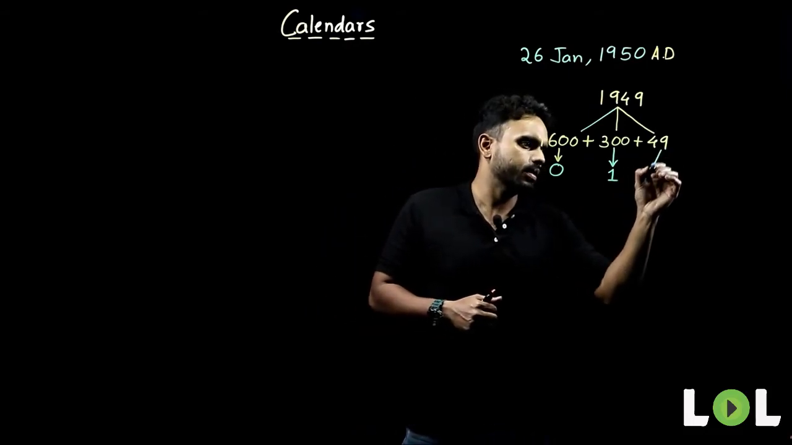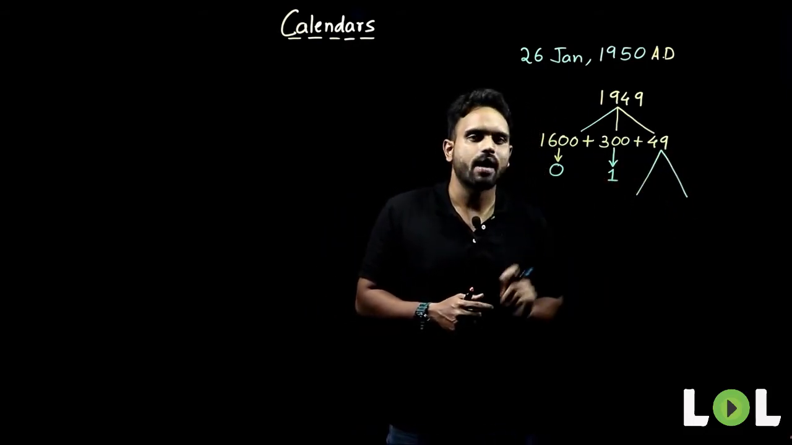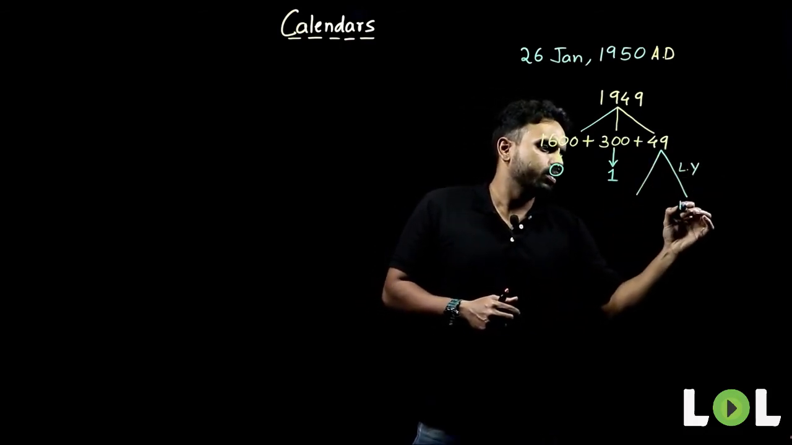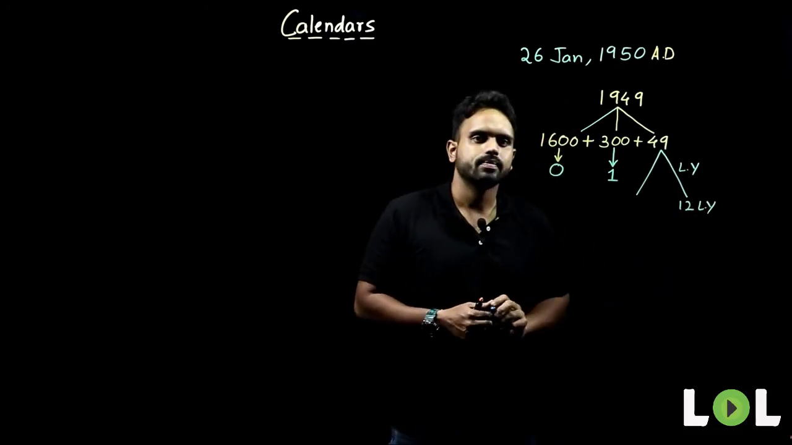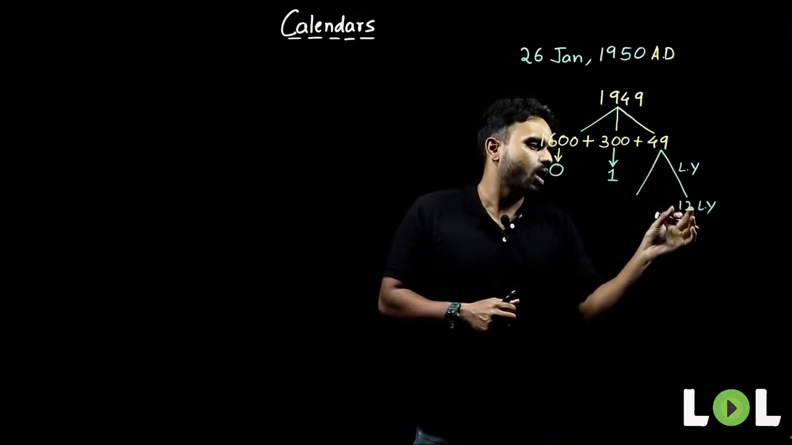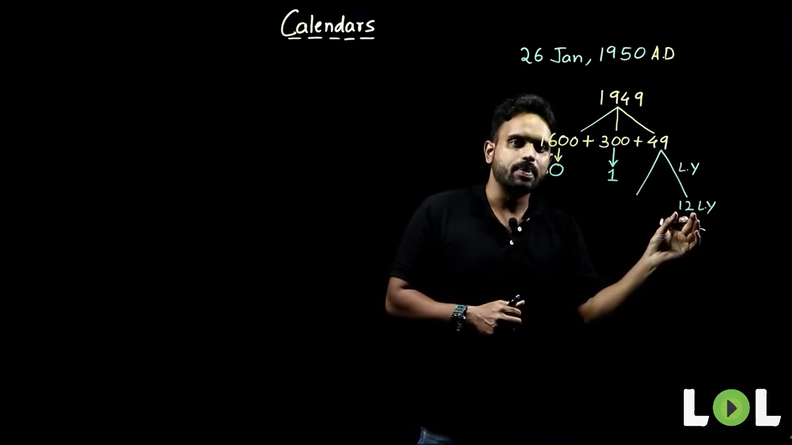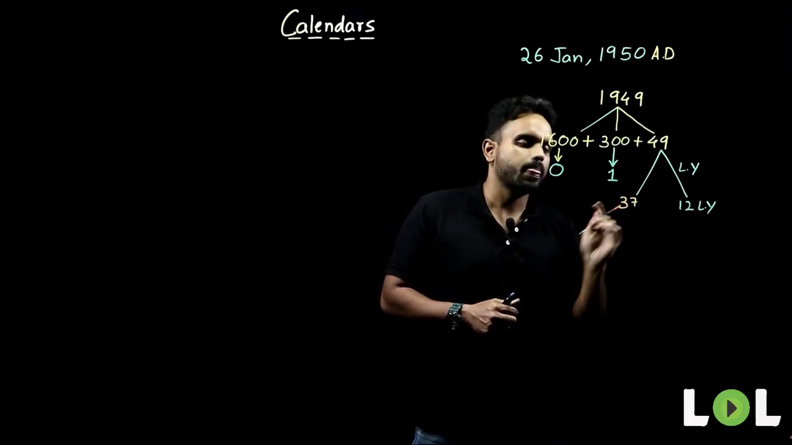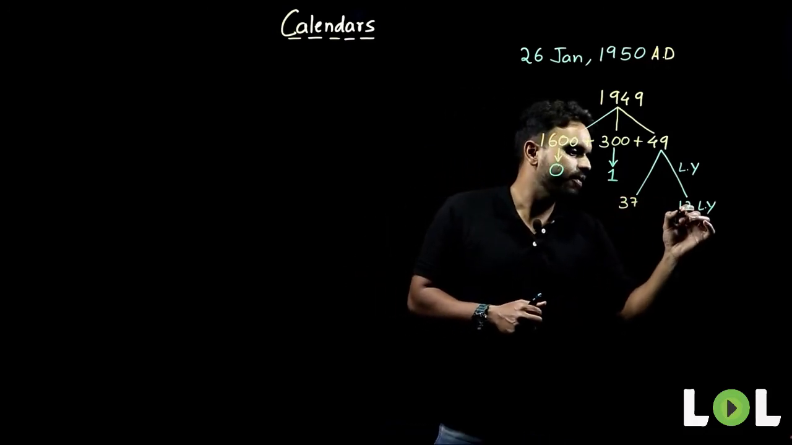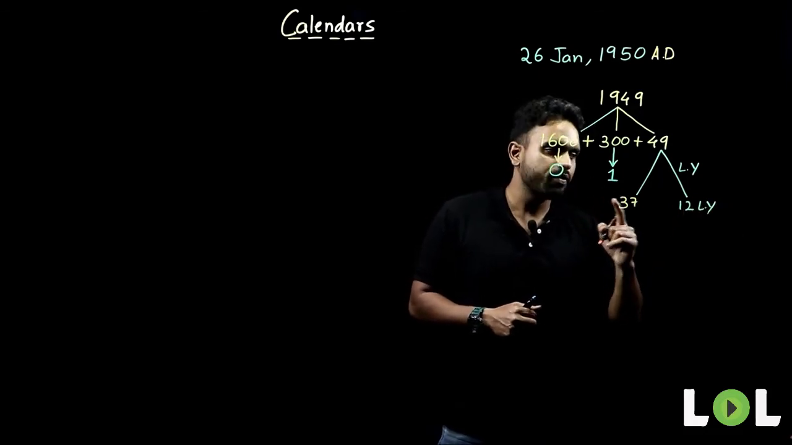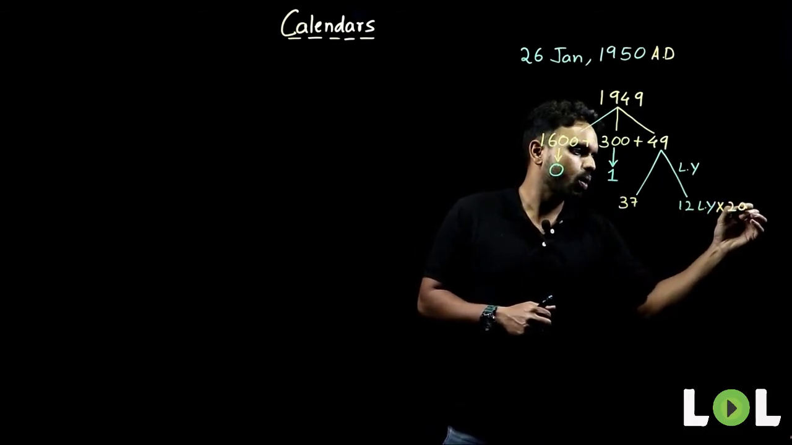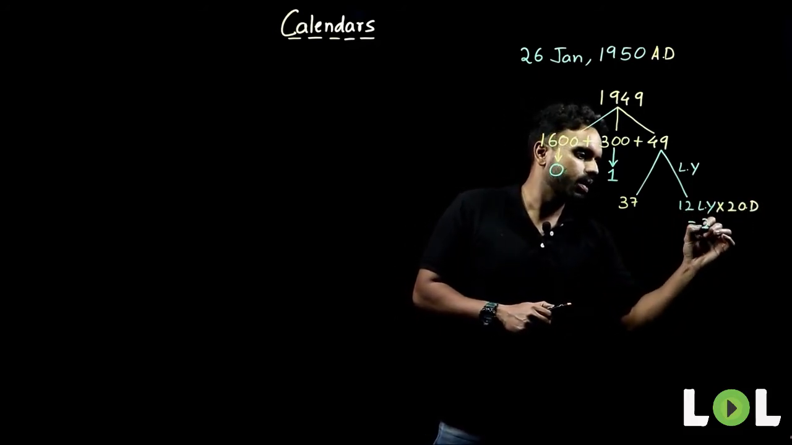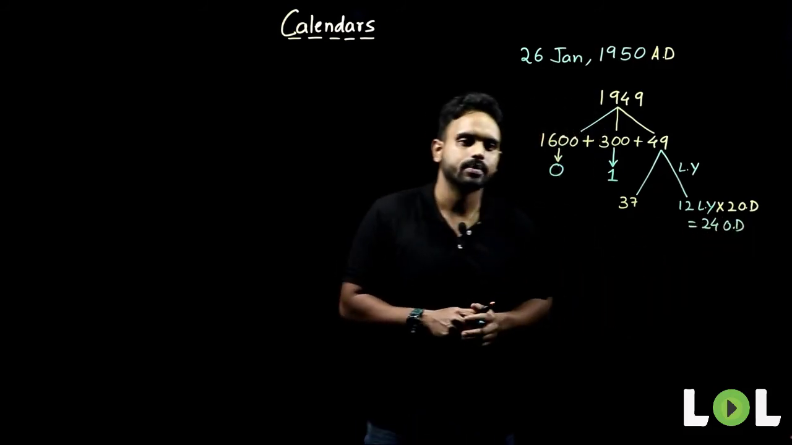49 years. Here is our tussle. How many leap years do I have here? I'll have 12 leap years. Out of 49 years, if 12 are leap years, how many normal years will I have? I'll have 37 normal years. Every leap year, how many odd days do I have? If you remember, I have 2 odd days. So together, I'll have 24 odd days.